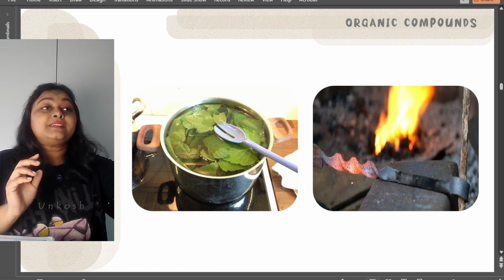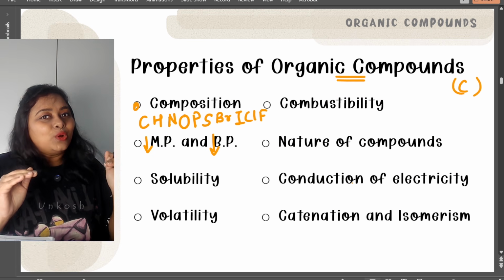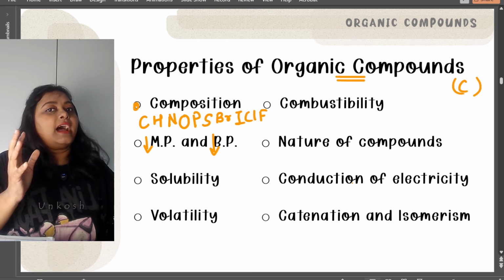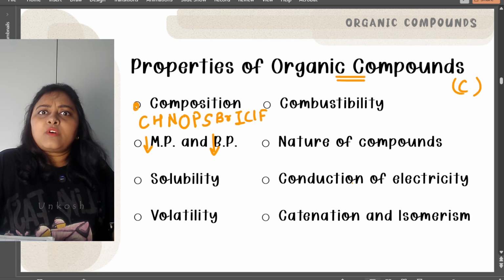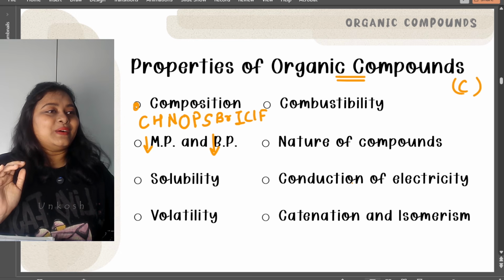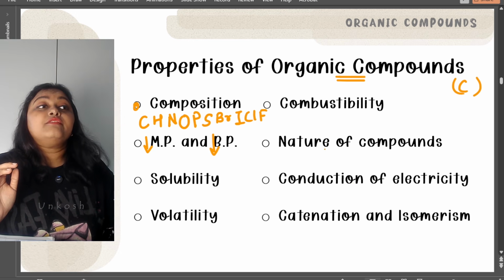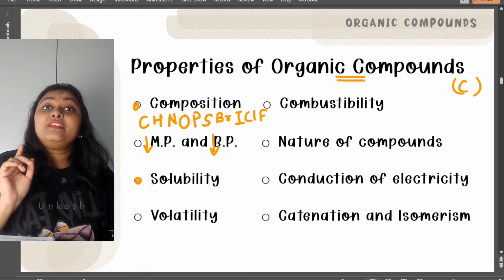So in comparison to inorganic substances, organic compounds have low melting and boiling points. And of course, if someone asks what the properties of inorganic compounds are, they have high melting points and boiling points. Okay. Other than that, what about solubility? Are organic compounds soluble in water?